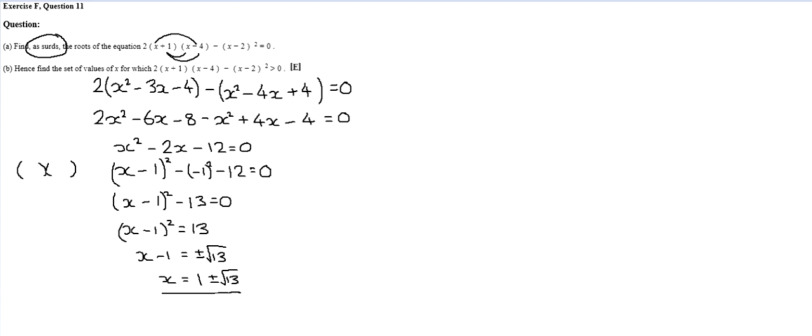Now I don't know what the square root of 13 is, but I can still make a sketch of this. I know 3 squared is 9, and I know 4 squared is 16, so it's got to be somewhere in the middle of 3 and 4. If I do 1 take away somewhere in the middle of 3 and 4, I'm going to get a negative value. And if I do 1 plus something in between 3 and 4, I'm going to get a positive value. So I can quite happily say that this value here is 1 plus root 13. I might as well put it in as a coordinate. And this one here would be 1 minus root 13, comma 0.